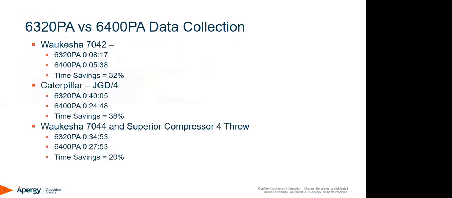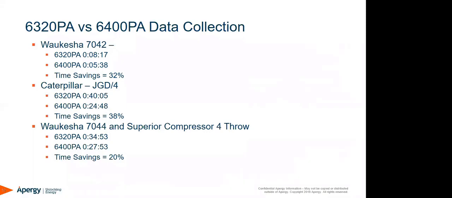So now looking at a 6320 PA versus a 6400 PA for data collection. We took data with both analyzers on these machines, a Waukesha 7042, a Caterpillar JGD4, a Waukesha 7044 and a Superior compressor. You can see the differences in time savings between the 6400 and 6320. On the first one, we were able to collect data 32% faster. On the Caterpillar, 38% faster. On the last one there, 20% faster.